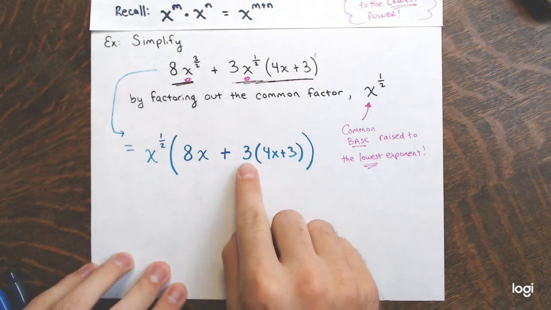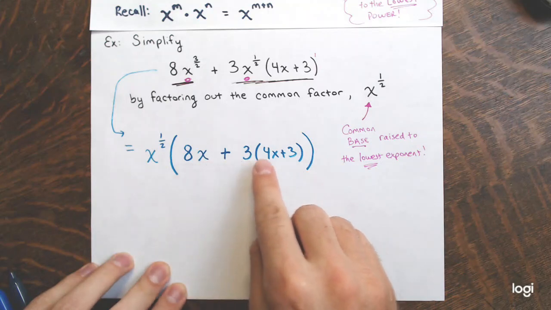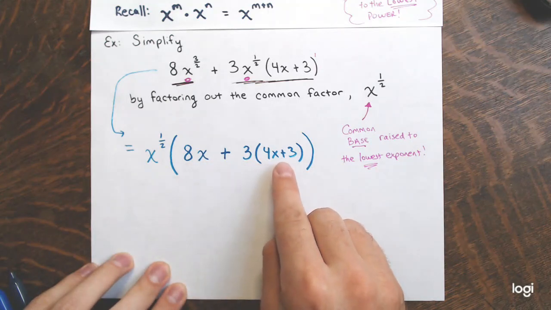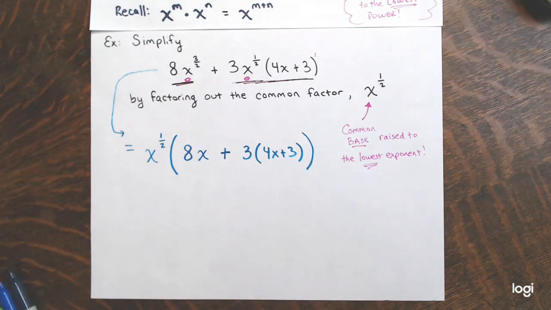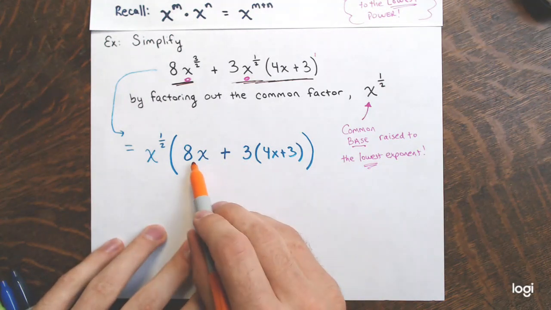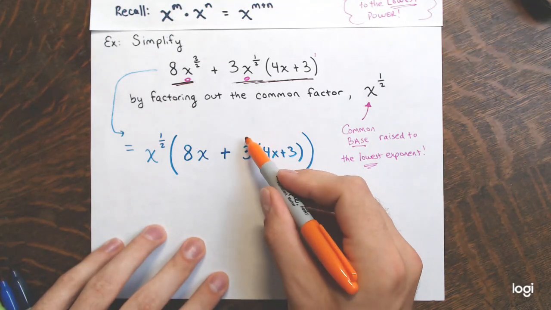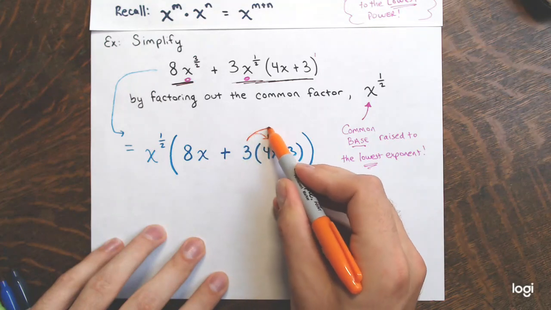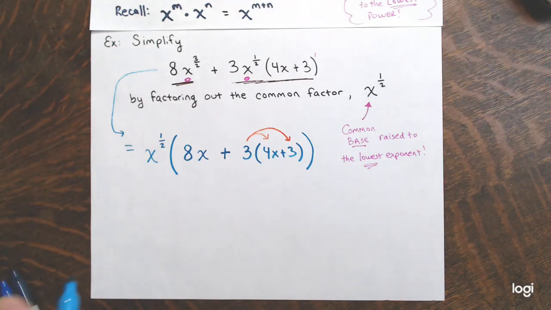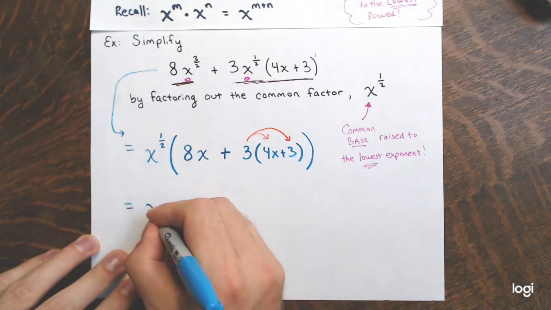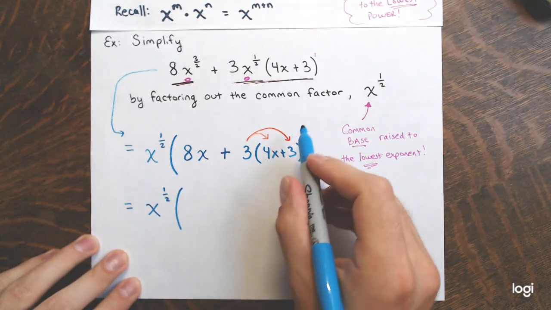So I noticed that inside this big set of parentheses, with the 8x plus 3 times 4x plus 3 here, there's going to be some like terms that I can combine. I can't do it yet. I can't add 8x and 4x. I need to get rid of these parentheses. It's like a wall. I need to take down that wall by using the distributive property here, multiplying the 3 by the 4x plus 3. Okay, so we have outside still the x to the half that I factored out earlier, and then I'm working just inside this set of big parentheses.